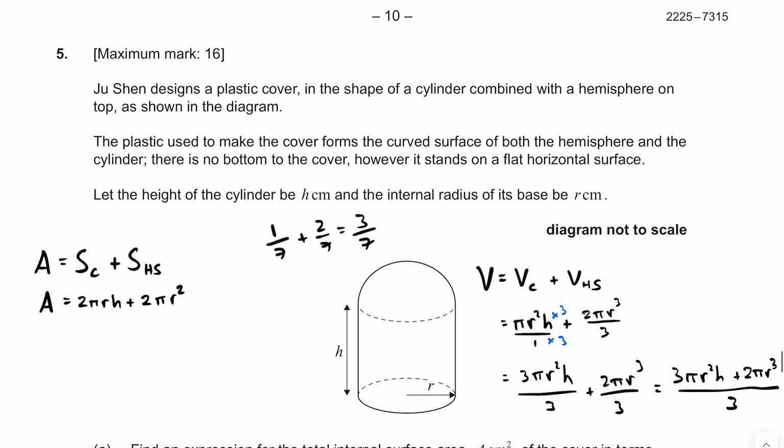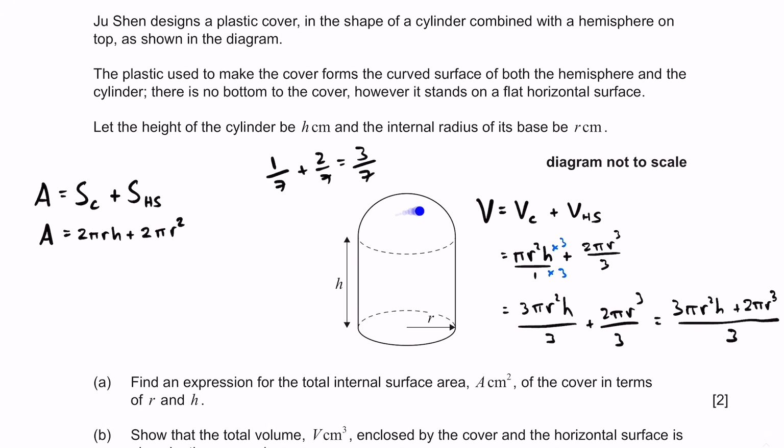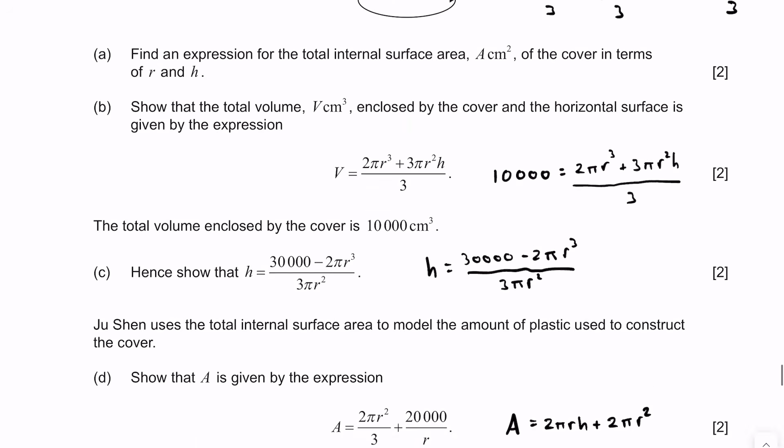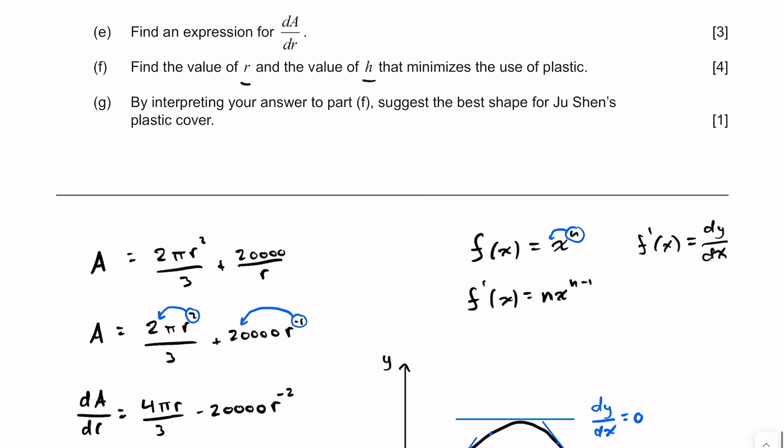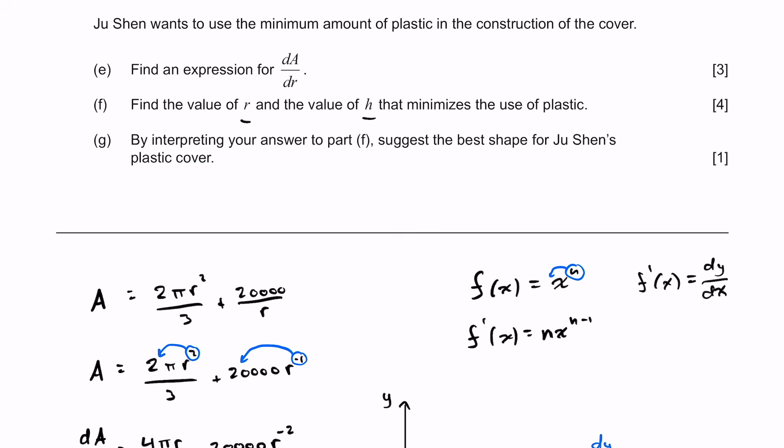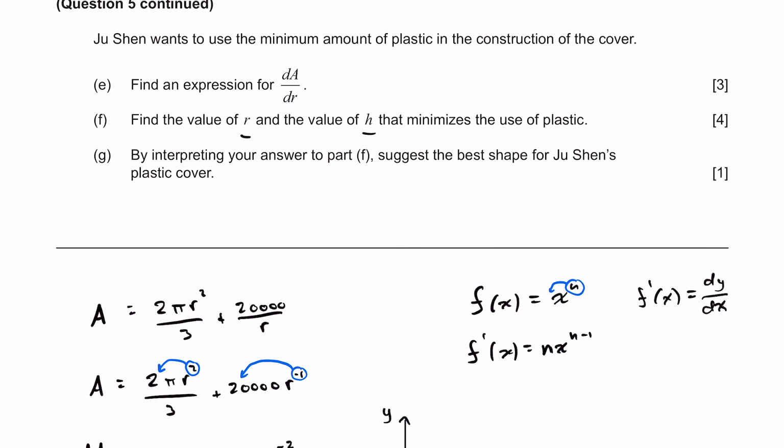So the best shape, as we mentioned earlier, is just going to be a hemisphere. That is to say, keep the radius, but the height of the cylinder goes to 0, which essentially means we have no cylinder. If we want to minimize the amount of plastic and create some cover, we should just keep the hemisphere and not use the cylinder at all. So, interpret your answer to part F. The best shape is a hemisphere. And I suppose, just to make it clear, we could say hemisphere only.